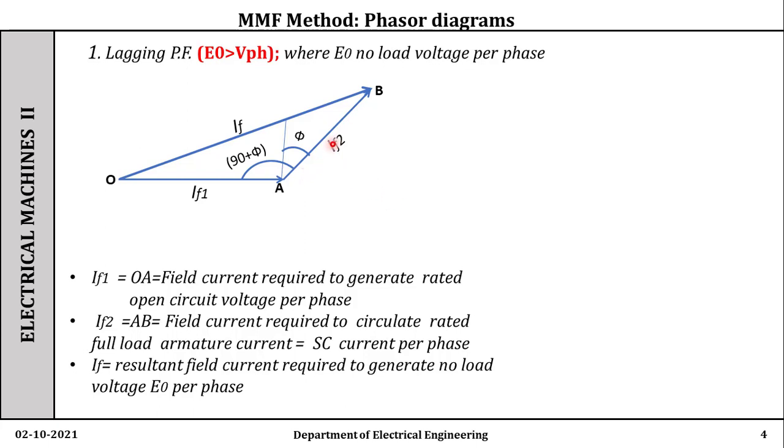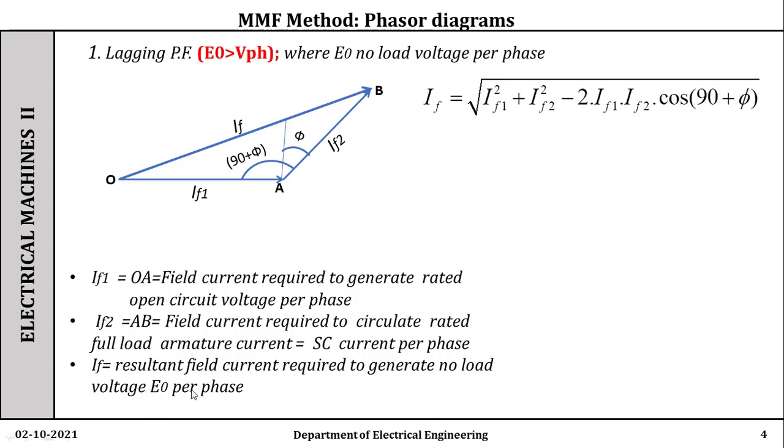So you have to draw the IF2 by making an angle 36.87 lagging the vertical line, and in this way IF2 is drawn, that is AB. Then join OB, that represents the IF, the resultant field current. What is the IF? IF is nothing but the resultant field current, and that is the field current required to generate no load voltage E0 per phase.